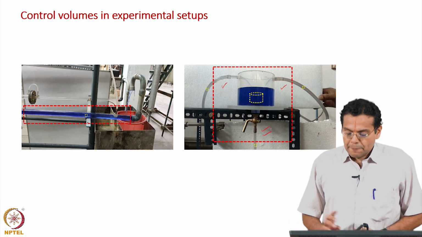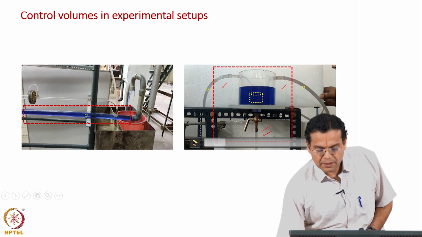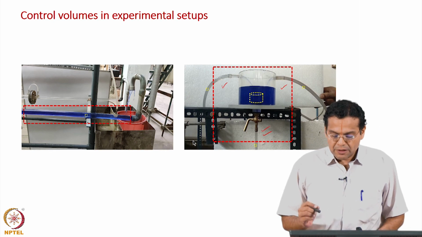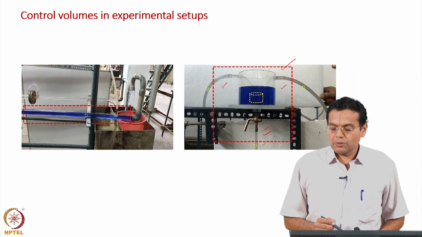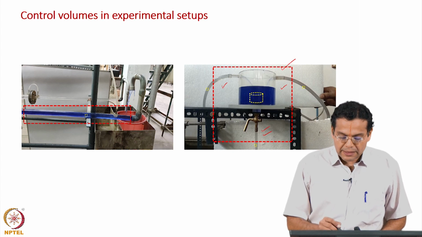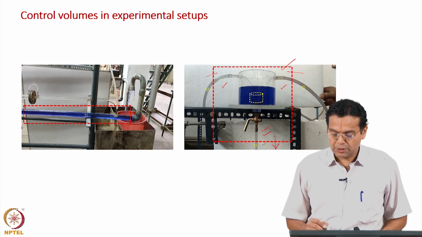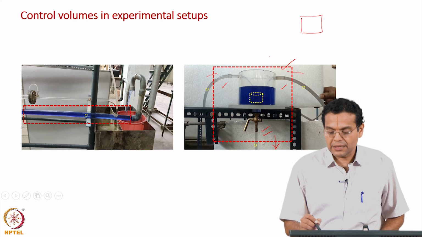Now, I have shown different control volumes here. First, let us take this larger control volume. This larger control volume is around the entire tank. The inflow crosses the boundary here, another inflow crosses the boundary here, the outflow crosses the boundary here. This is exactly same as what you would have done in your process calculation course.